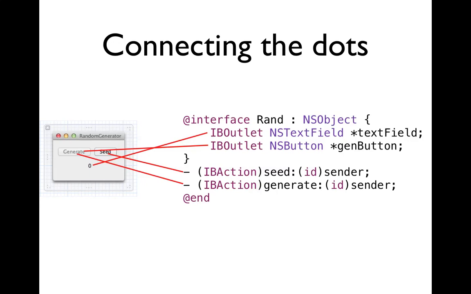Okay, so the two main things we connect the interface with the code with are the outlet and the action. An outlet is just like a pointer. It's a pointer that points to some Interface Builder element, and IB stands for Interface Builder. For any element you want to access via the code, you have to create an outlet and connect it using Xcode. So in the random generator we created in one of the lectures, we had two IBOutlets, one for the text field and one for the generate button.